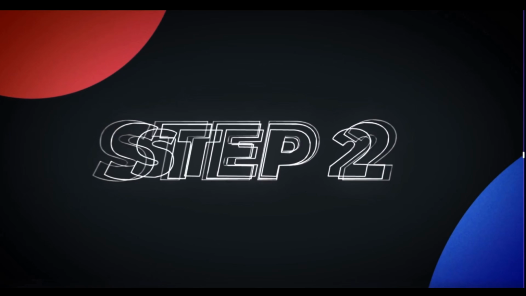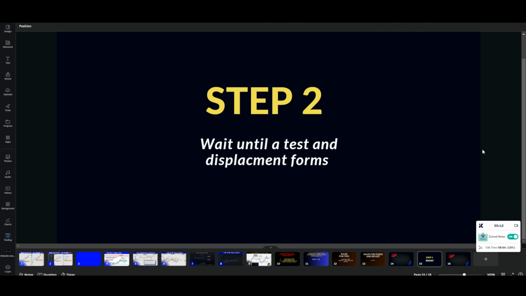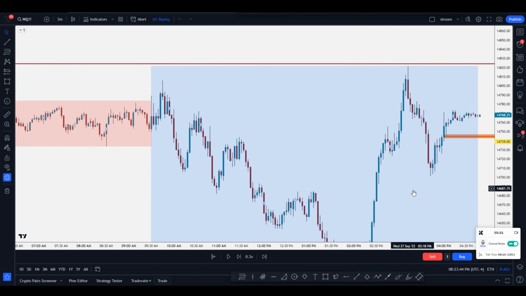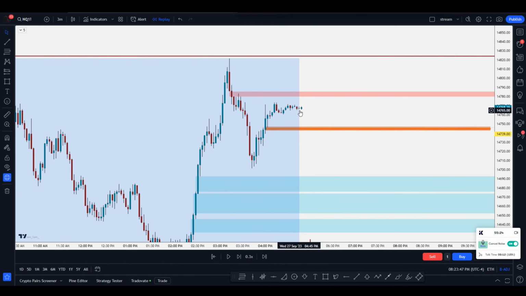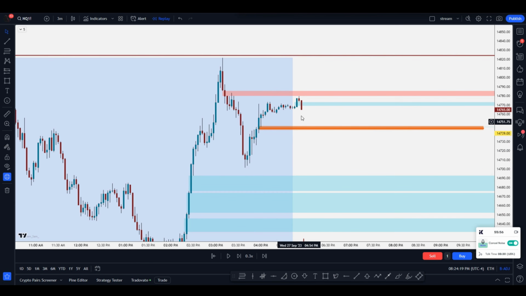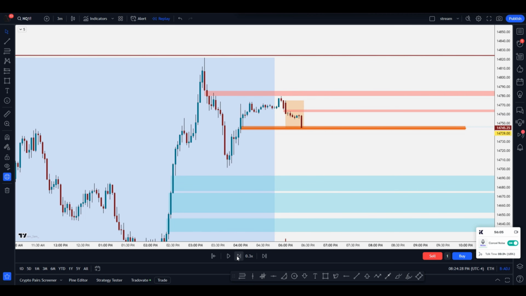Now we are on step 2. Wait until a test and displacement forms. We're going to rewind this so you guys can see what that looks like. All right, let's say you're getting ready. The Asia session just opened up. We have our zone, we have our line there. Now what? Let's go ahead and go forward here. What we're going to be looking for is, in about an hour, see price test this. See, now it shows the direction, and now we're just waiting for price to touch it.